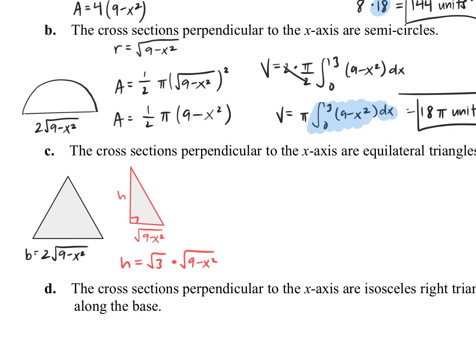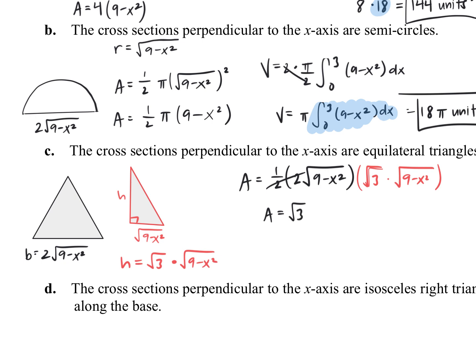So now that I have those two things, I can plug them into my formula. Area is 1/2 base times height, so 1/2 times 2 square root of 9 minus x squared, and then times the square root of 3 times the square root of 9 minus x squared. Let's simplify that a little bit before I try and integrate anything. So this 1/2 times 2 goes away. So I'm left with the square root of 3 times 9 minus x squared.